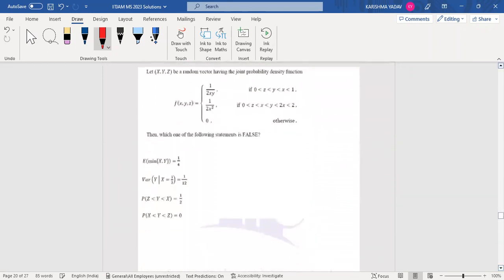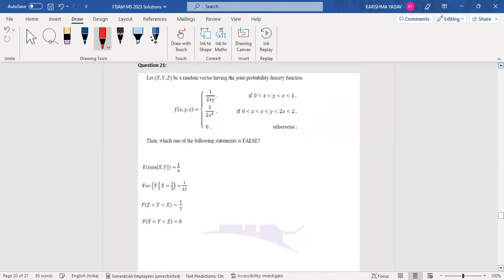Now let's see question number 21. It is saying that let X, Y, Z be a random vector having the joint probability density function f(x, y, z) equals 1 upon 2xy, and 1 upon 2x squared, with limits 0 less than z less than y less than x less than 1 in the first case, and 0 less than z less than x less than y less than 2x less than 2 in the second. Then which one of the following statements is false?